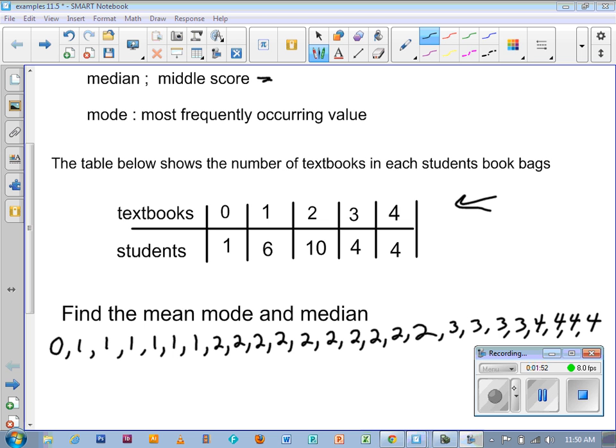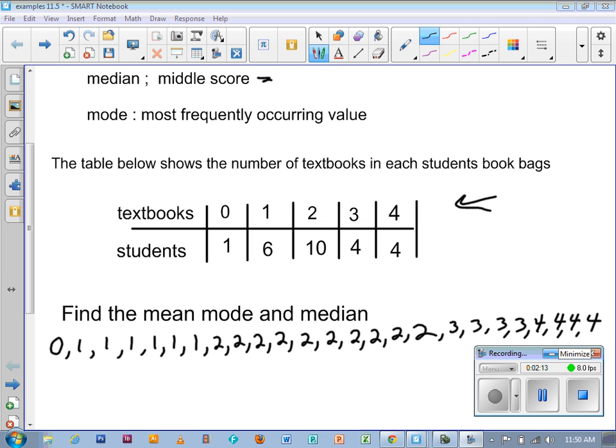Okay, welcome back. As you can see, I made a list of all the different options that we have in our table, and the table is much more convenient. It's shorter, it's easier to work with, but this is essentially what it means. We got a list of all the kids. There's 25 students, and the number of books that each student has in their book bag.